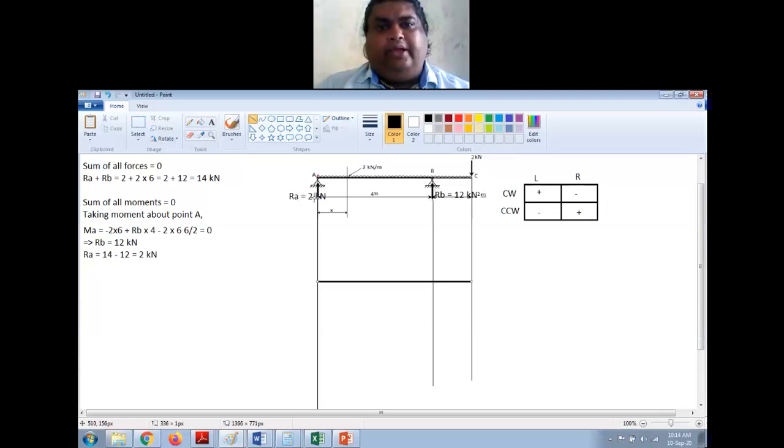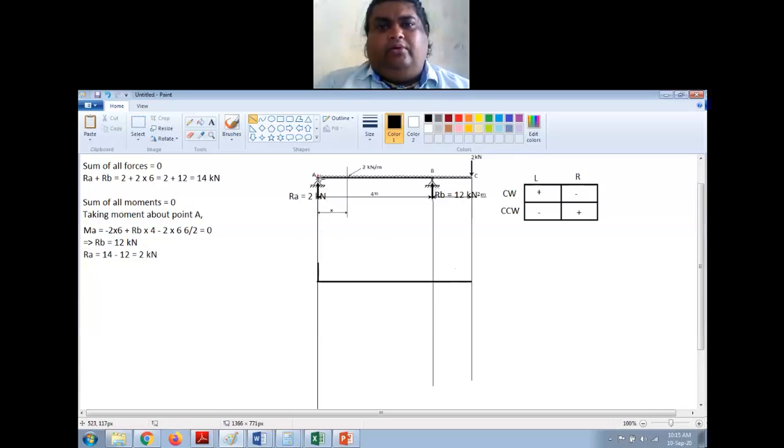Now at A, I have a reaction of 2 kilonewton, which is in upward direction. So upward is taken as positive. I will draw a small line. Or I'll make it a little more. This is 2 kilonewton. If possible, try to draw using a graph sheet so that it is much faster. You can draw the BMD and SFD very fast.